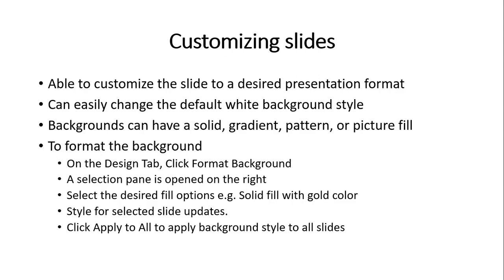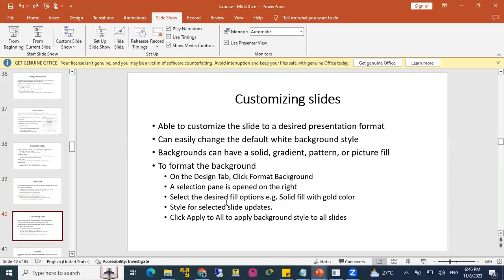For you to be able to customize your slide, there's something we call the Design tab on the ribbon. So you go to the Design tab and then you click on Format Background. Now, whatever you do on the Format Background will apply to the particular slide that you are working on. If you want to apply to all the slides, then you have to click Apply to All.